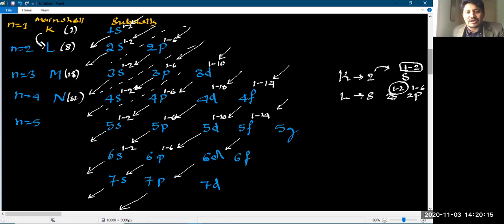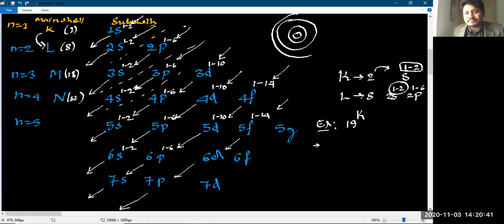Okay, so let us go now with one example. For example, I would like to write the electronic configuration of potassium, whose atomic number is 19. So let us write the subshell electronic configuration. Potassium is a metal element. Total 19 electrons are there.